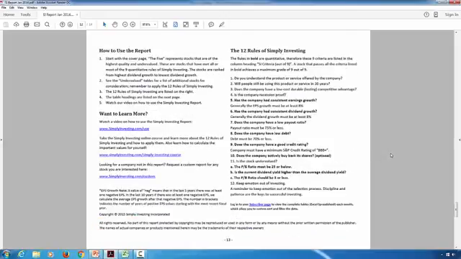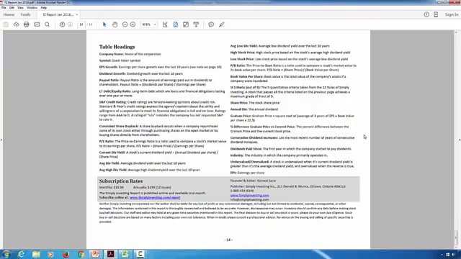On the next page, we have some more information for you on the left-hand side. On the right-hand side, we do have the 12 rules of Simply Investing. Again, for anybody looking to get more information on these rules, we go through them step by step in the online Simply Investing course. And on the last page of the report, we have all of the table headings, all the column headings that you've seen in the pages above, with all of the definitions. So now let's go take a look at the Excel file.